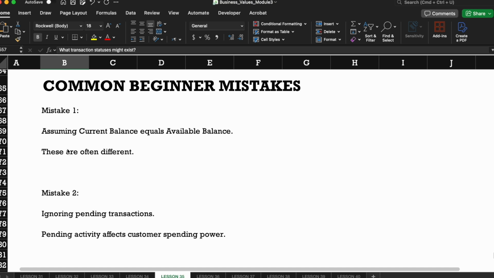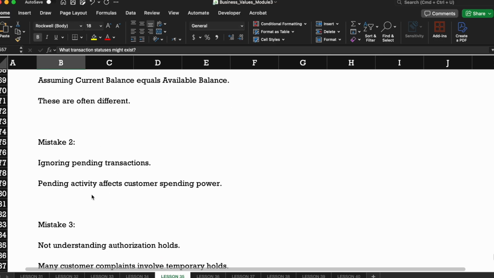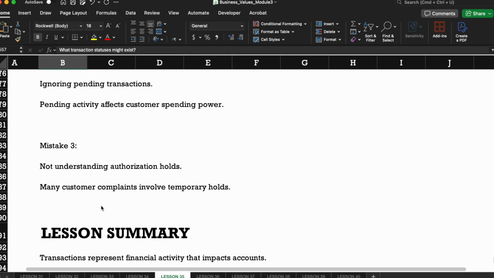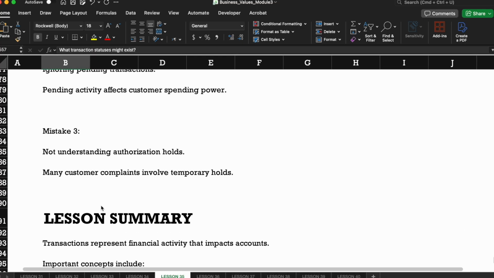Common beginner mistakes. Mistake number 1, assuming current balance equals available balance. These are often different. Mistake 2, ignoring pending transactions. Pending activity affects customer spending power. Mistake number 3, not understanding authorization holds. Many customer transactions involve temporary holds.